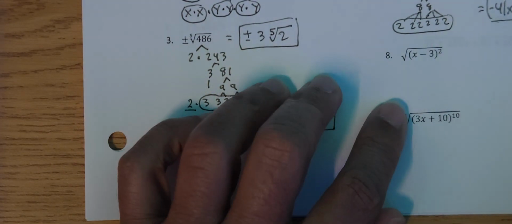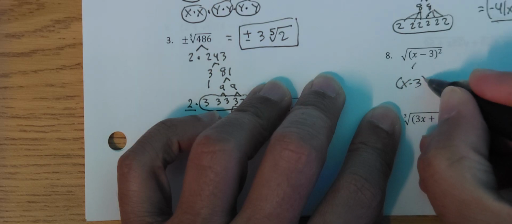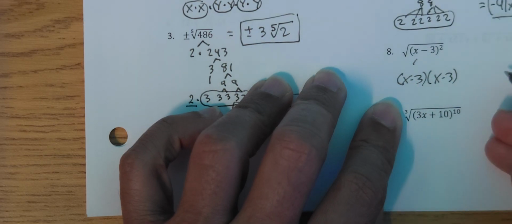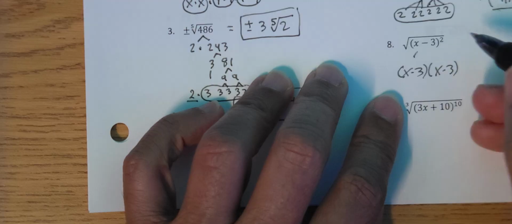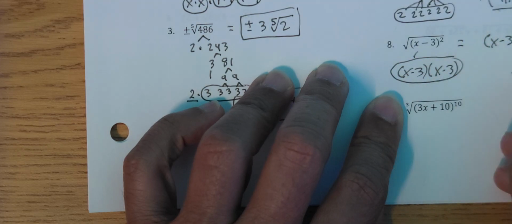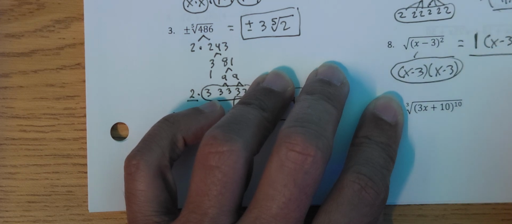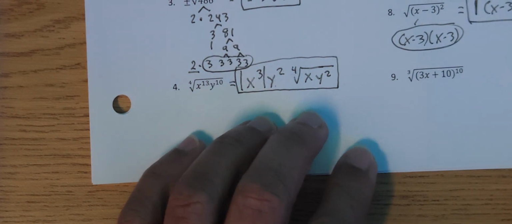Okay, next example. So for this one, this means we have x minus 3 times x minus 3. So when we take the square root of this, this is just equal to x minus 3. We have 2 of them, right? We can take 1 out. So, but notice this power is odd, so we must include absolute value around x minus 3. Okay, one last example on this video lesson.